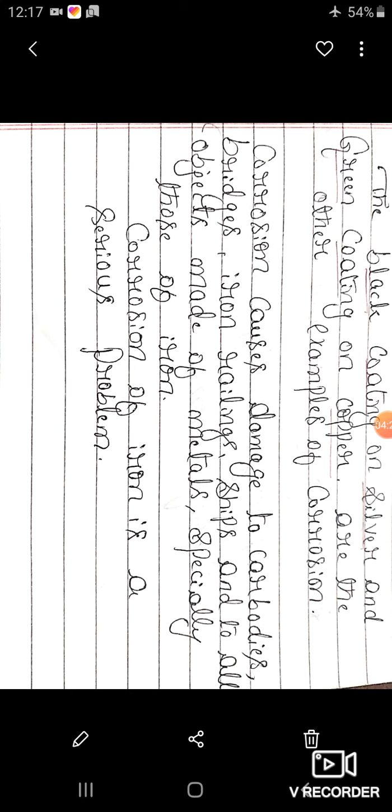Corrosion causes damage to car bodies, bridges, iron railings, ships and to all objects made of metals, especially those of iron. Corrosion of iron is a serious problem in our country also.